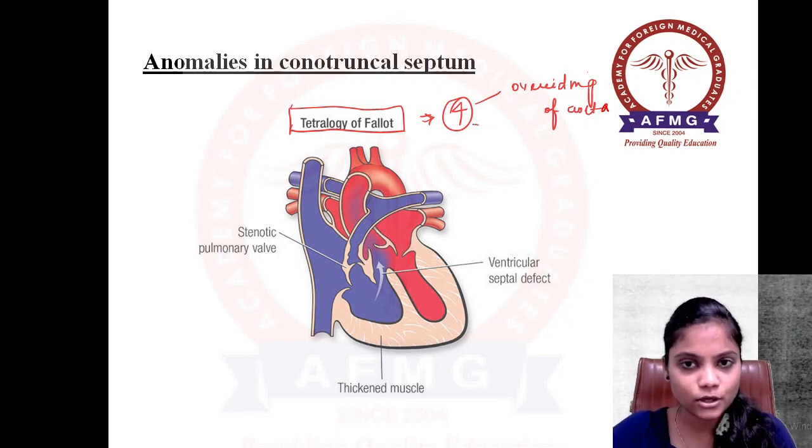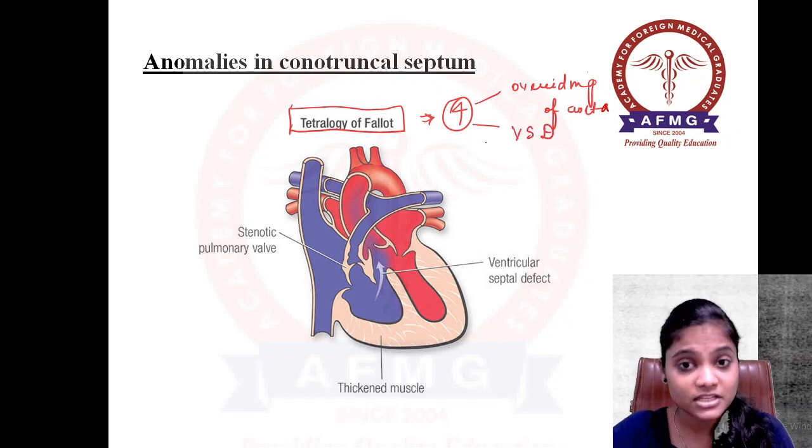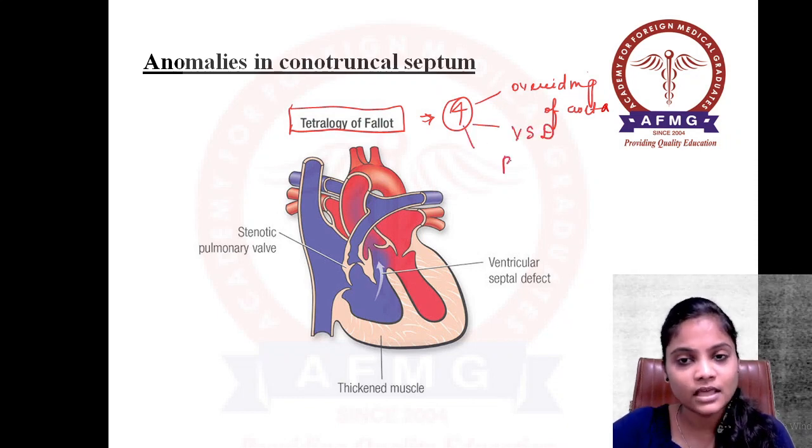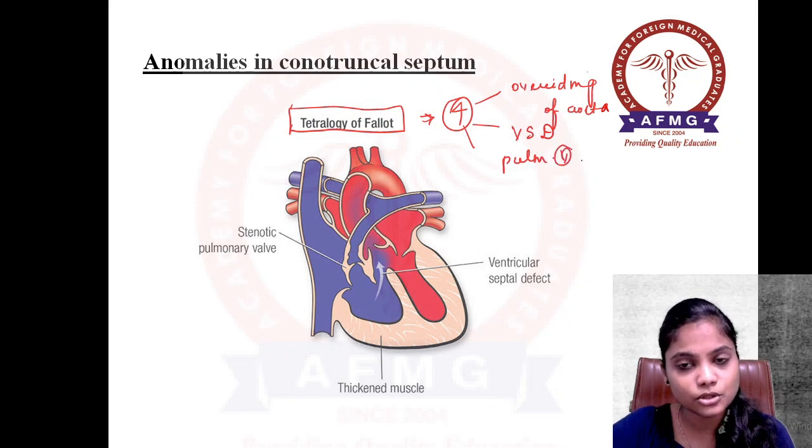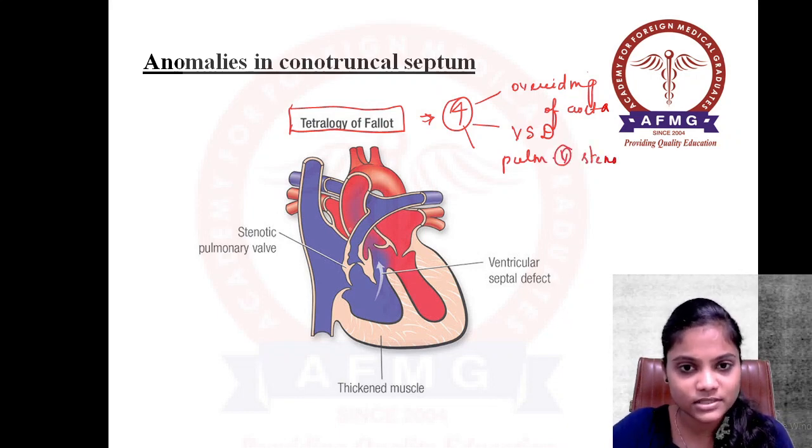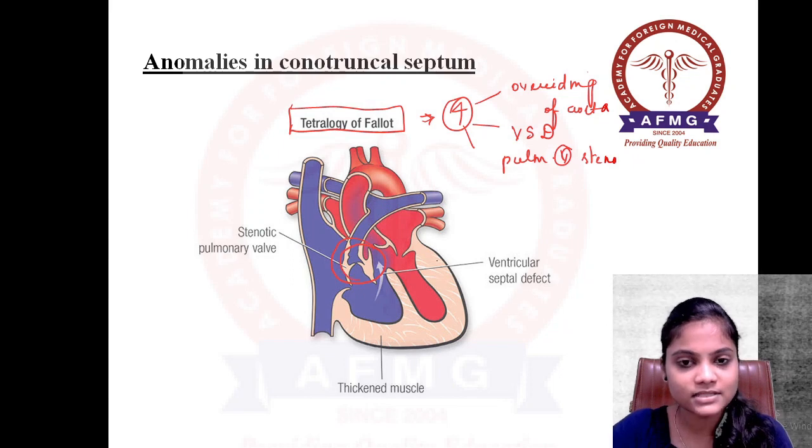One is your overriding of aorta, next is your ventricular septal defect, right? Then your pulmonary valve is stenosed. Stenosed means constricted. You can see here, the pulmonary valve is stenosed.